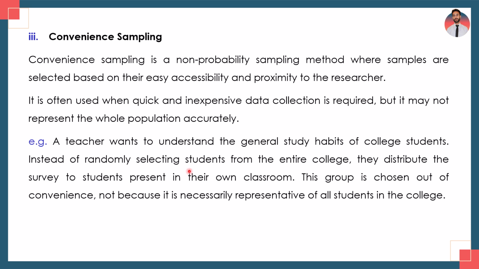Instead of randomly selecting students from the entire college, they distribute the survey to students present in their own classroom. This group is chosen out of convenience, not because it is necessarily representative of all students in the college. Now students, in convenience sampling, we do not select all units from the entire population. We select a group of some sampling units which is easily available and get information from these sampling units. This is called convenience sampling.